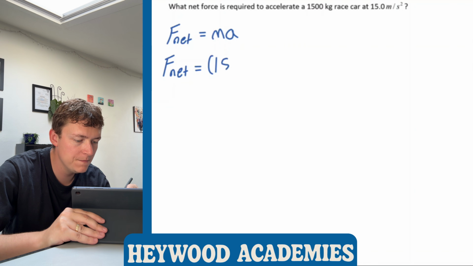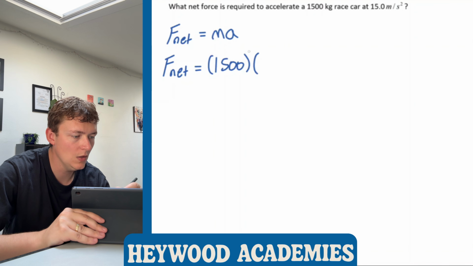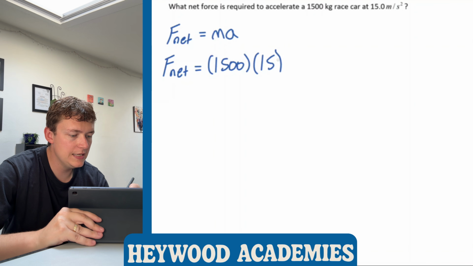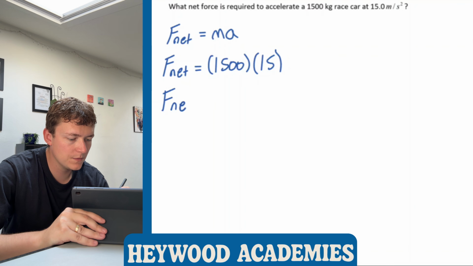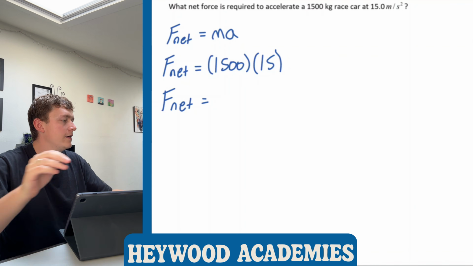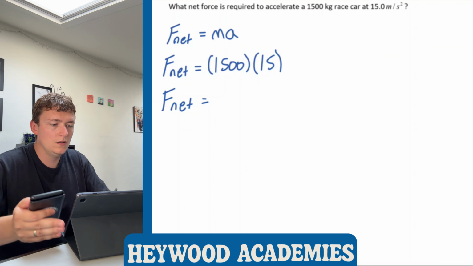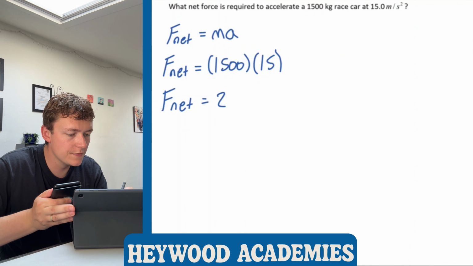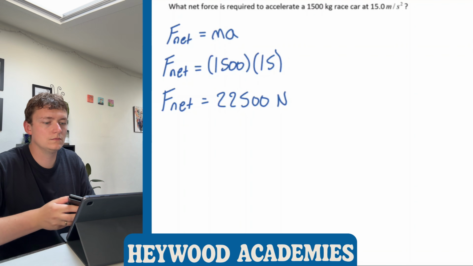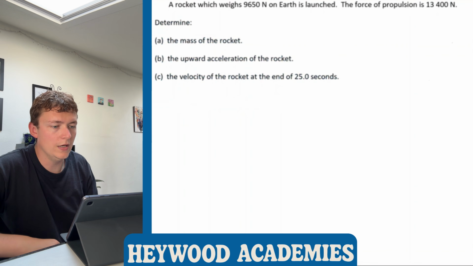Mass is 1,500, and our acceleration is 15 meters per second squared. So we can fire that in the calculator and get our answer for that part. It's going to be a big number, 22500. Okay, next.